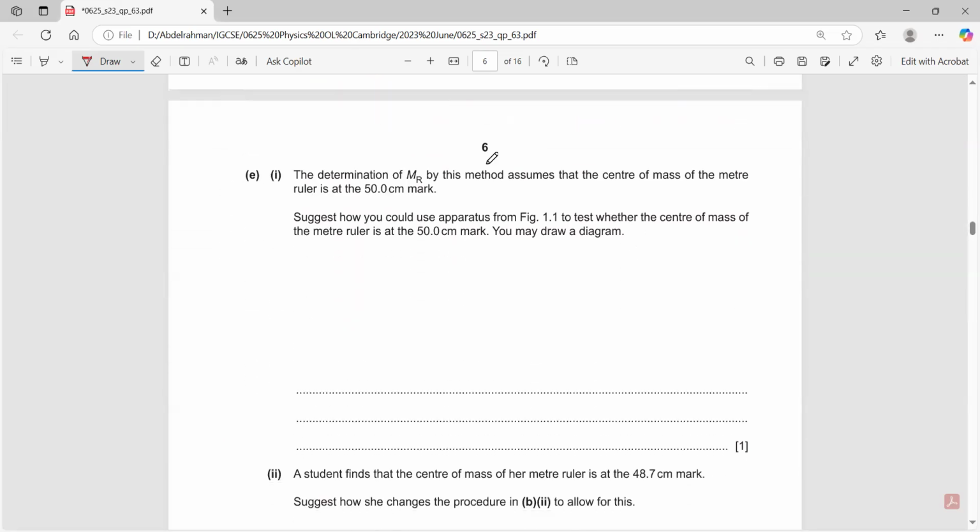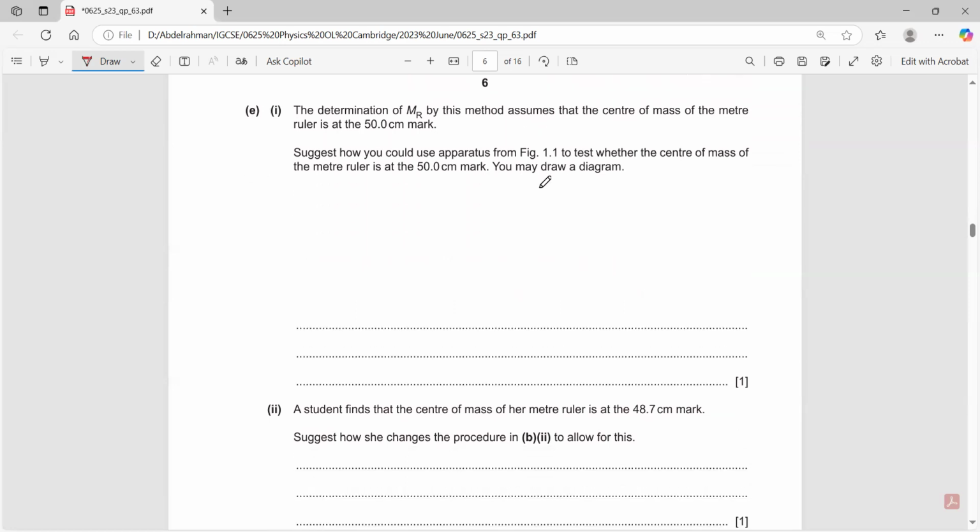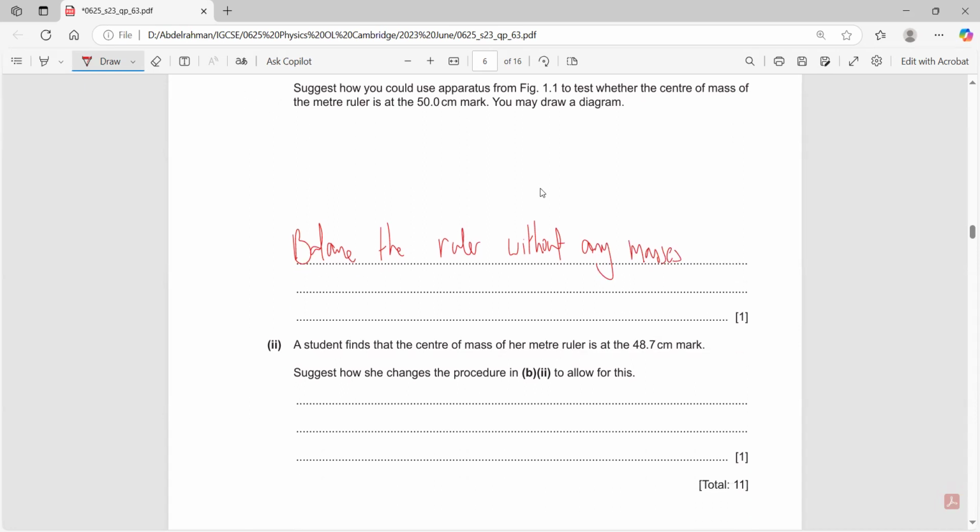The determination of MR by this method assumes that the center of mass is at the 50 centimeter mark. So just how you could use the apparatus to test whether the center of mass is at the 50 centimeter mark or not. This is when you say we need to balance the ruler without any masses. Make sure it doesn't tip over as well.